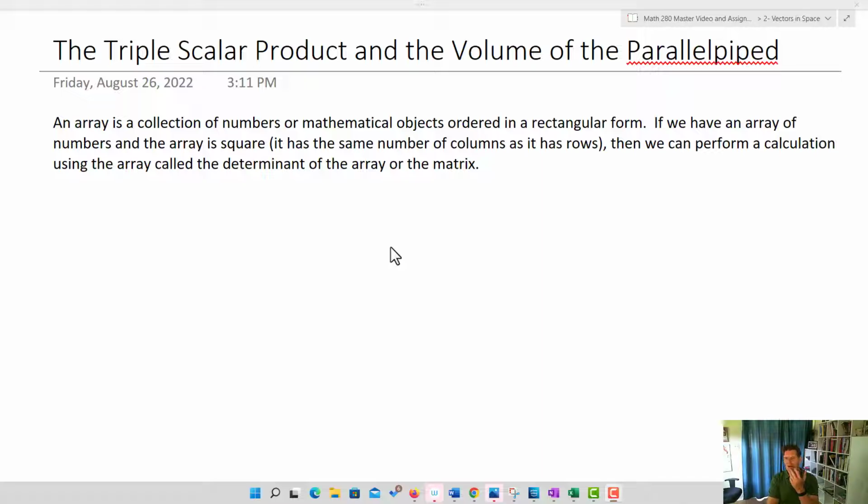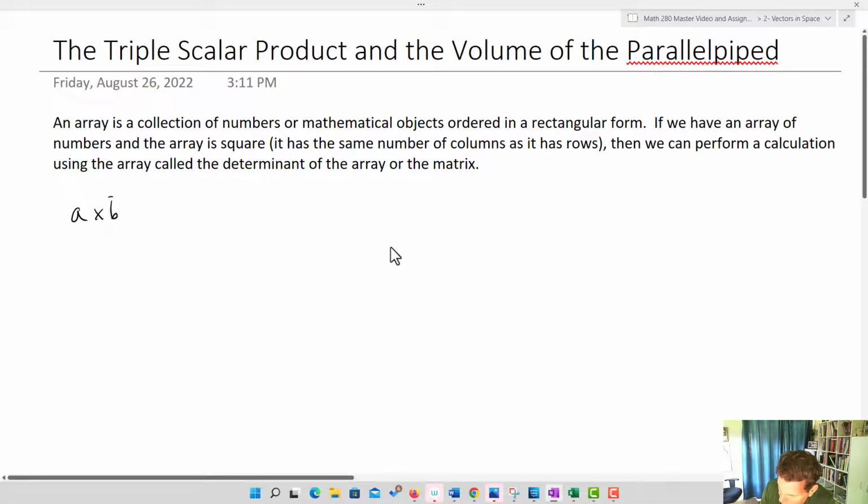And if we have an array of numbers and the array is square, that is, it has the same number of columns as it has rows, then we can perform a calculation using the array called the determinant of the array or the matrix. So let me give you an example here. We actually have already utilized this. I talked a little bit about it, even used the word. The cross product. Let's say we have A cross B.